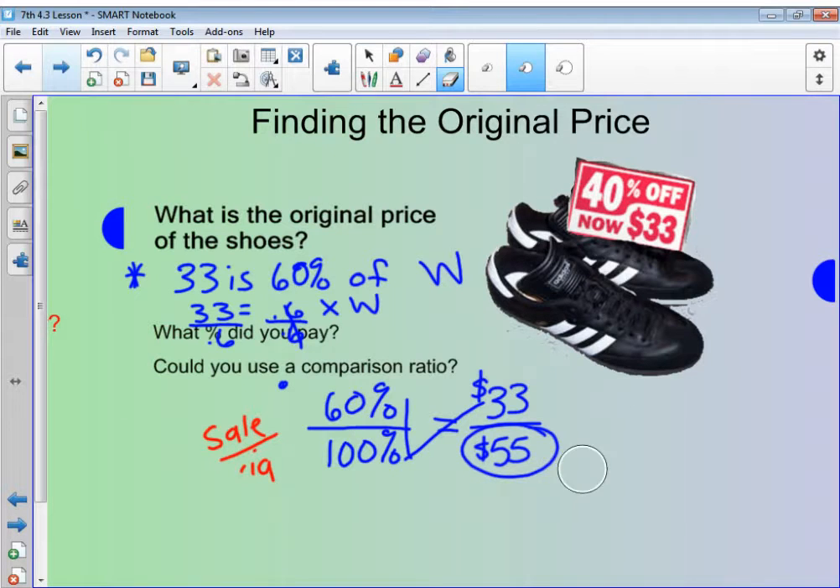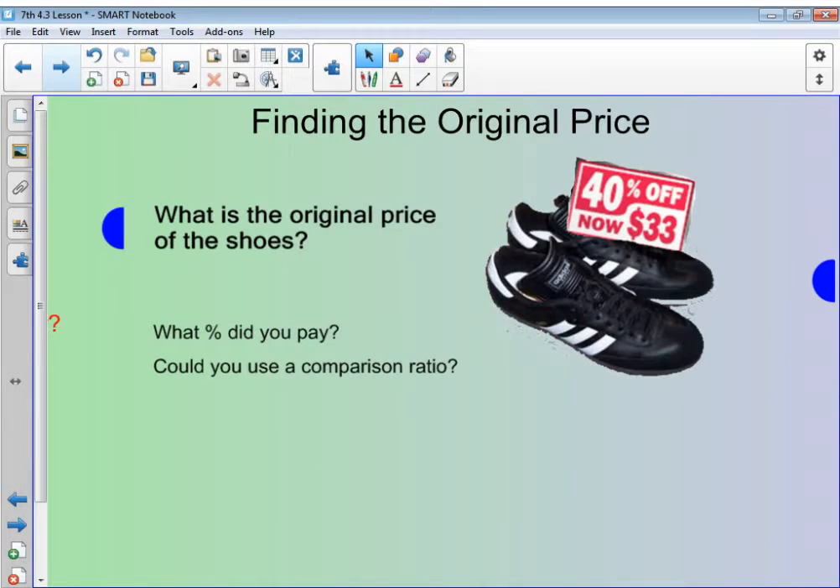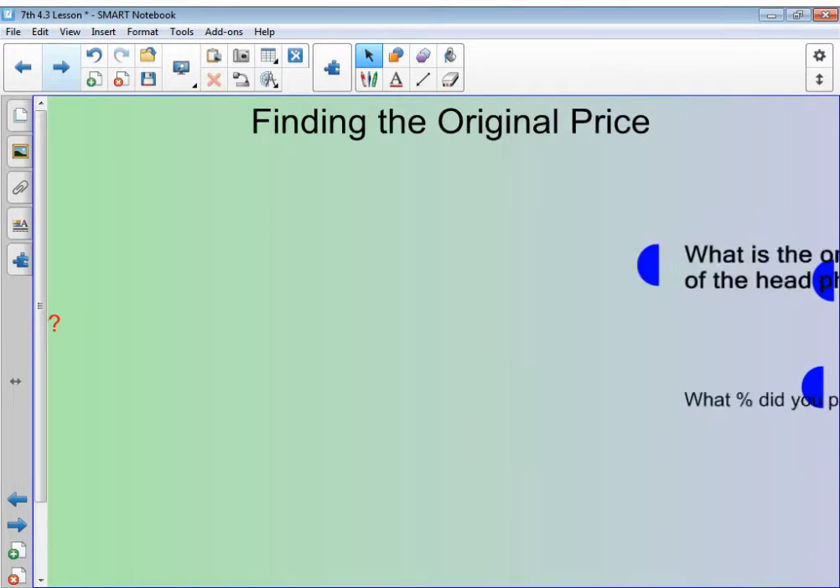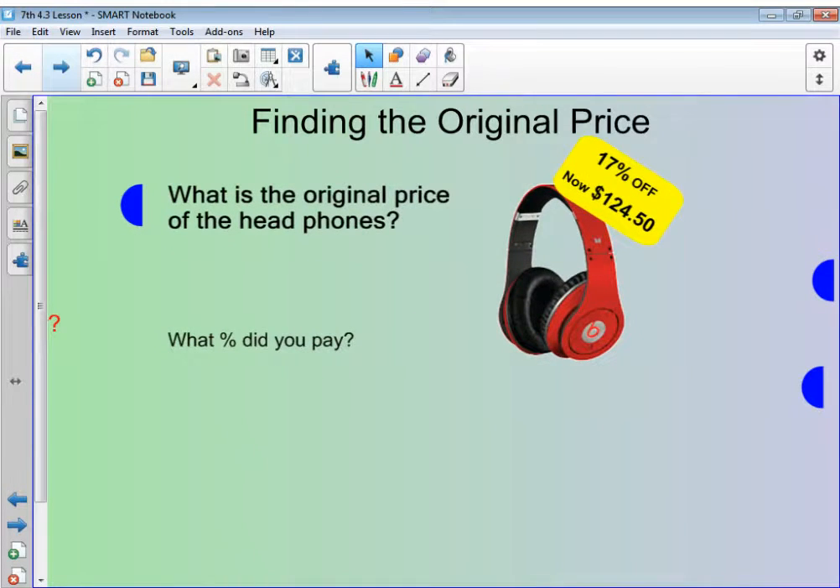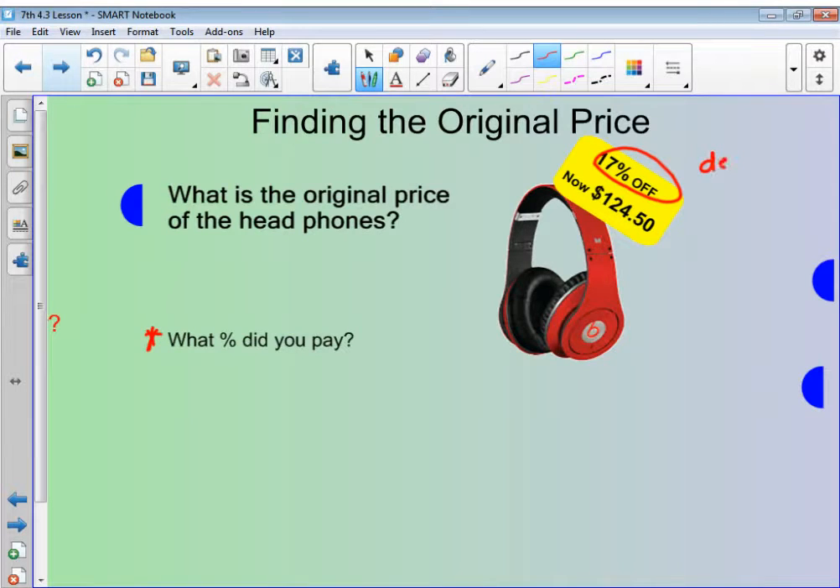Okay, so let's go ahead and try another one. We have a pair of headphones. What is the original price of the headphones? What percent did you pay? I'm putting that extra question in there, but this is a question that you're going to have to ask yourself. It says we get 17% off. That's a decrease. So we're going to take 100 minus 17.